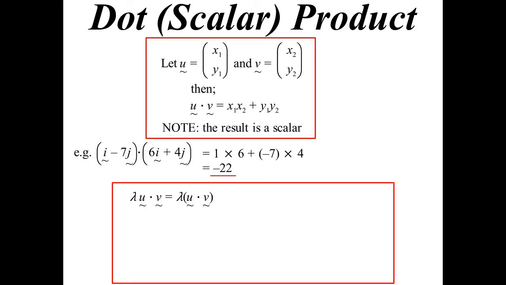Just some rules for manipulating the dot product. It doesn't matter the order. So that's what that first one's saying there, if you're multiplying by a scalar. So you could, if you wanted to, multiply one of the vectors by the scalar first, then do the dot product. Or, if you prefer, do the dot product first, then multiply that answer by the scalar. Doesn't matter. Works either way.